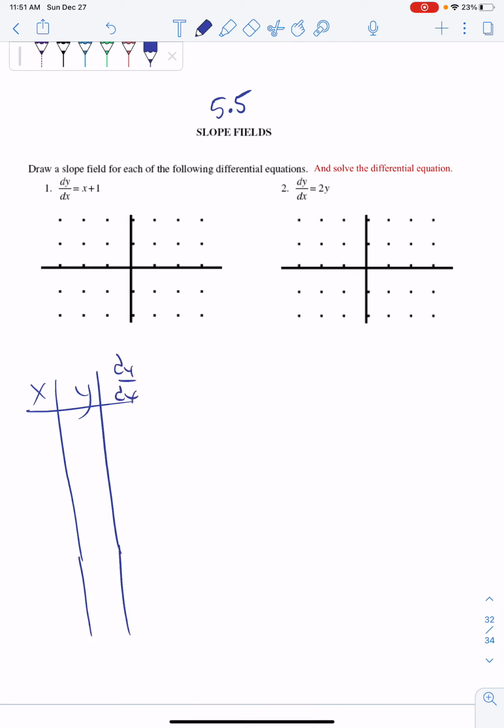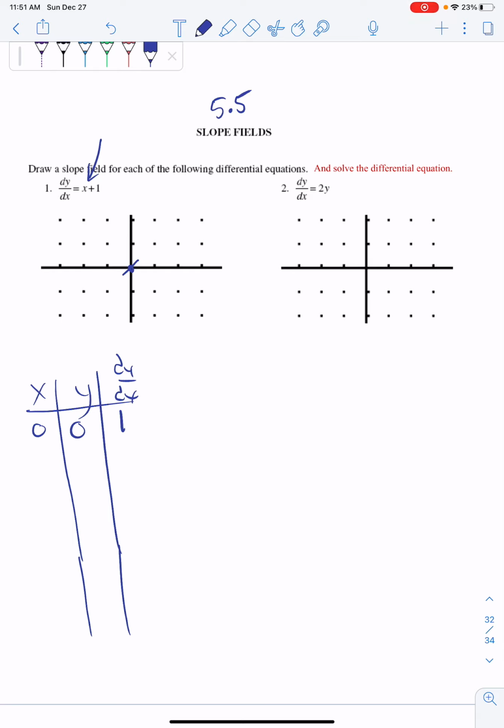Now, if you notice, it doesn't give me specific x's and y's. I get to pick. So for example, I can say, at 0, 0, this point right here, what is my slope? Well, when x is 0, 0 plus 1 is 1. There's no y value, so I don't have to plug in y equals 0 anywhere, but my slope is 1. So at 0, 0, I have a slope of 1, and I draw this little dashed line, okay?